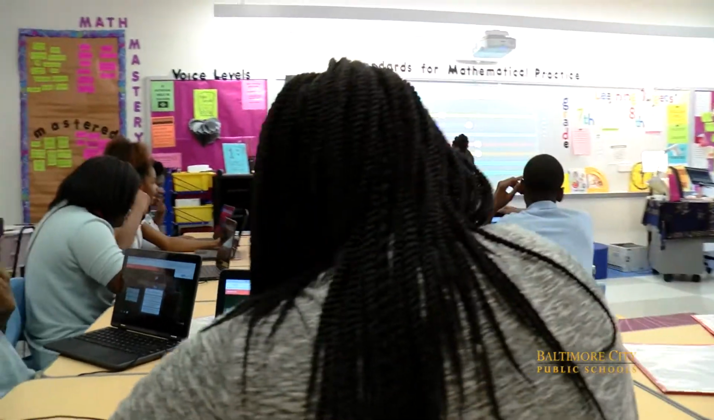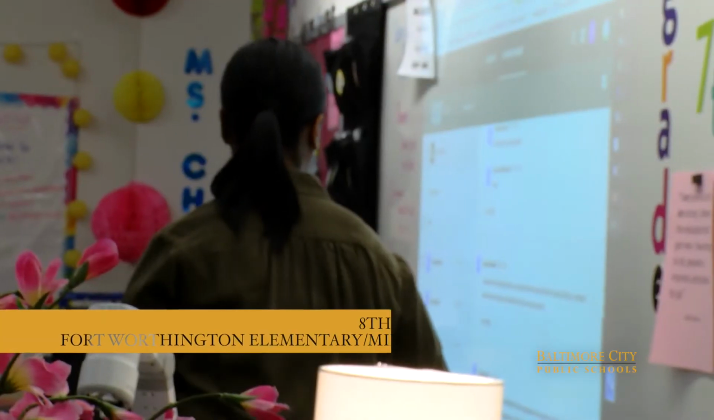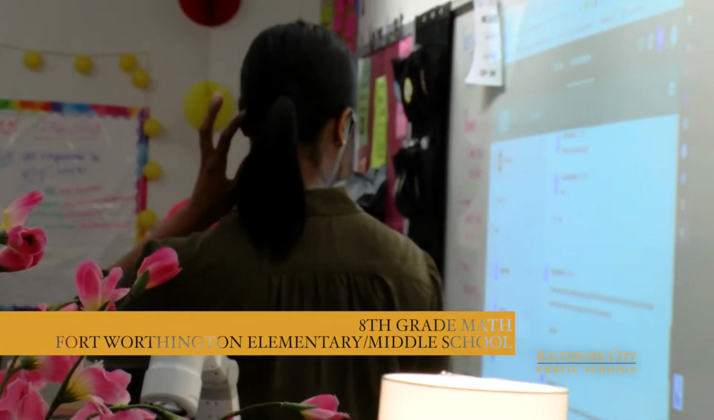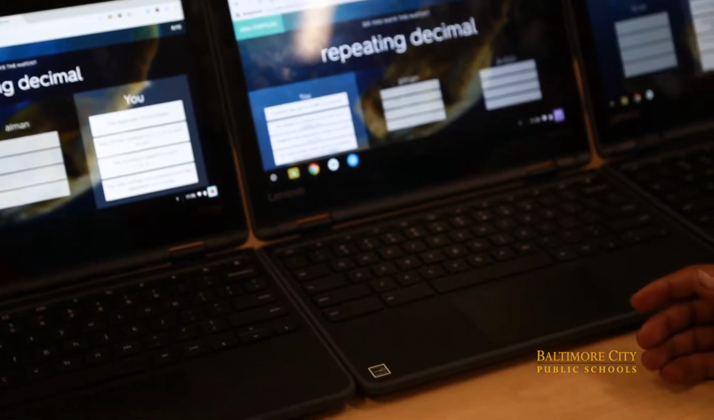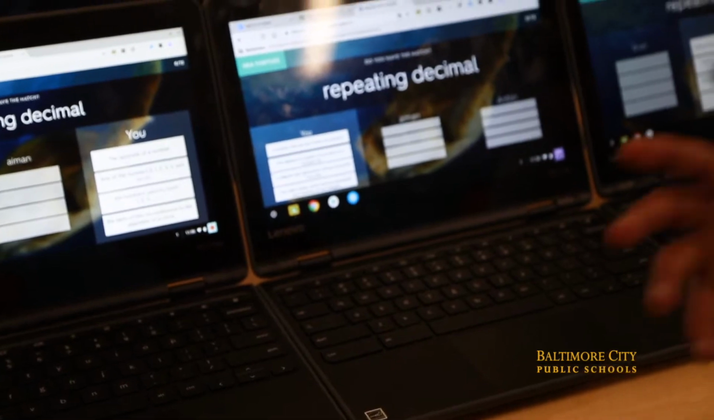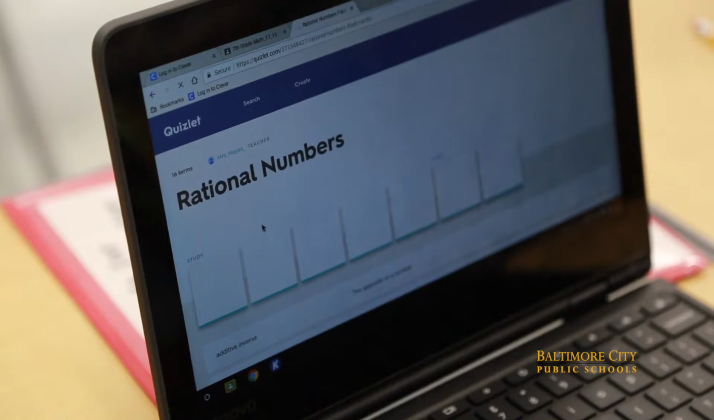Today's lesson is about rational and irrational numbers. Taiwan said, I learned that irrational numbers are numbers after the decimal that never stop. We were working on rational and irrational numbers, terminating decimals and repeating decimals. We were actually doing activities about rational and irrational numbers because all this week we were looking at them. We were learning a lot of stuff.